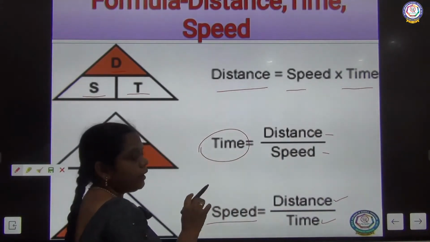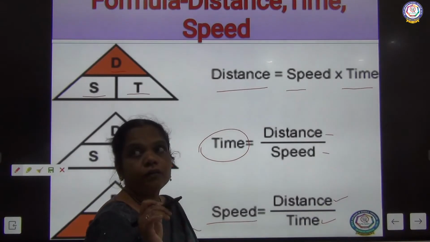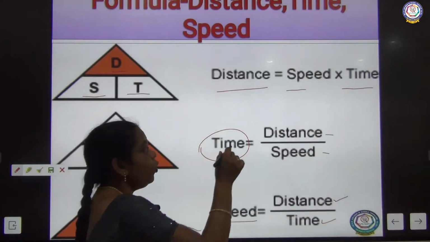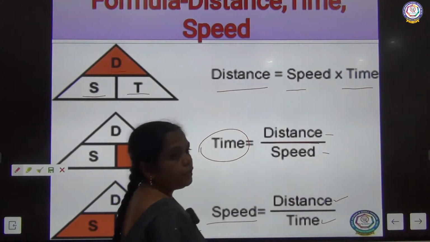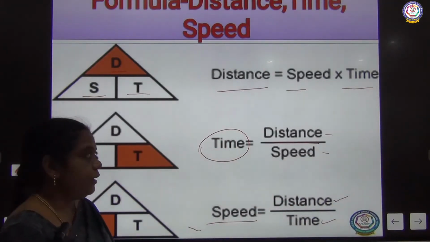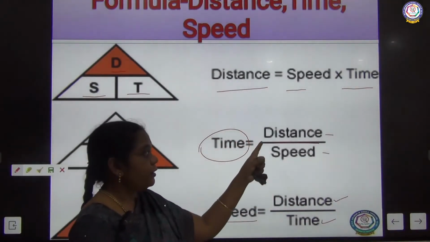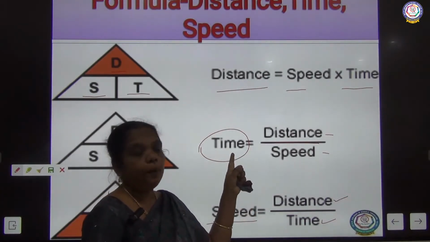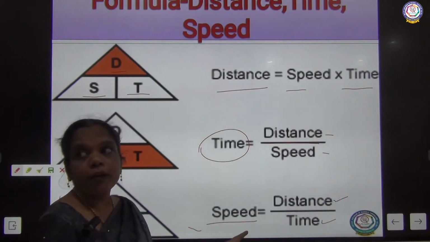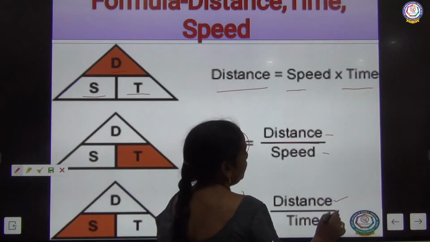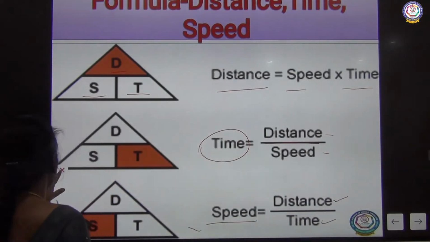And how do we calculate the time taken for covering the distance? By knowing distance, divided by speed. Distance divided by speed is the time. By knowing distance and speed we can calculate the time. And then the speed of the vehicle: by knowing the distance and the time we can calculate the speed of the vehicle.